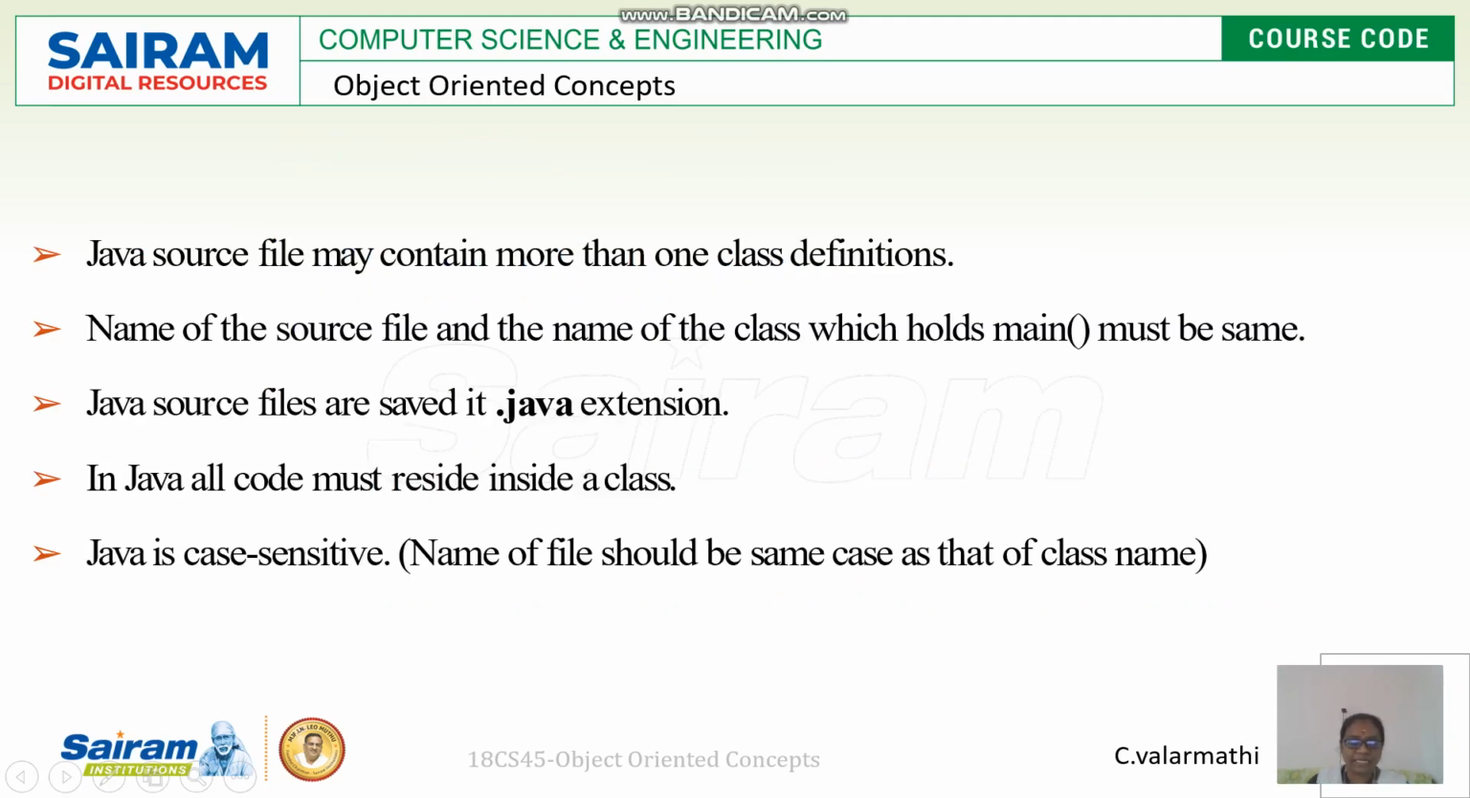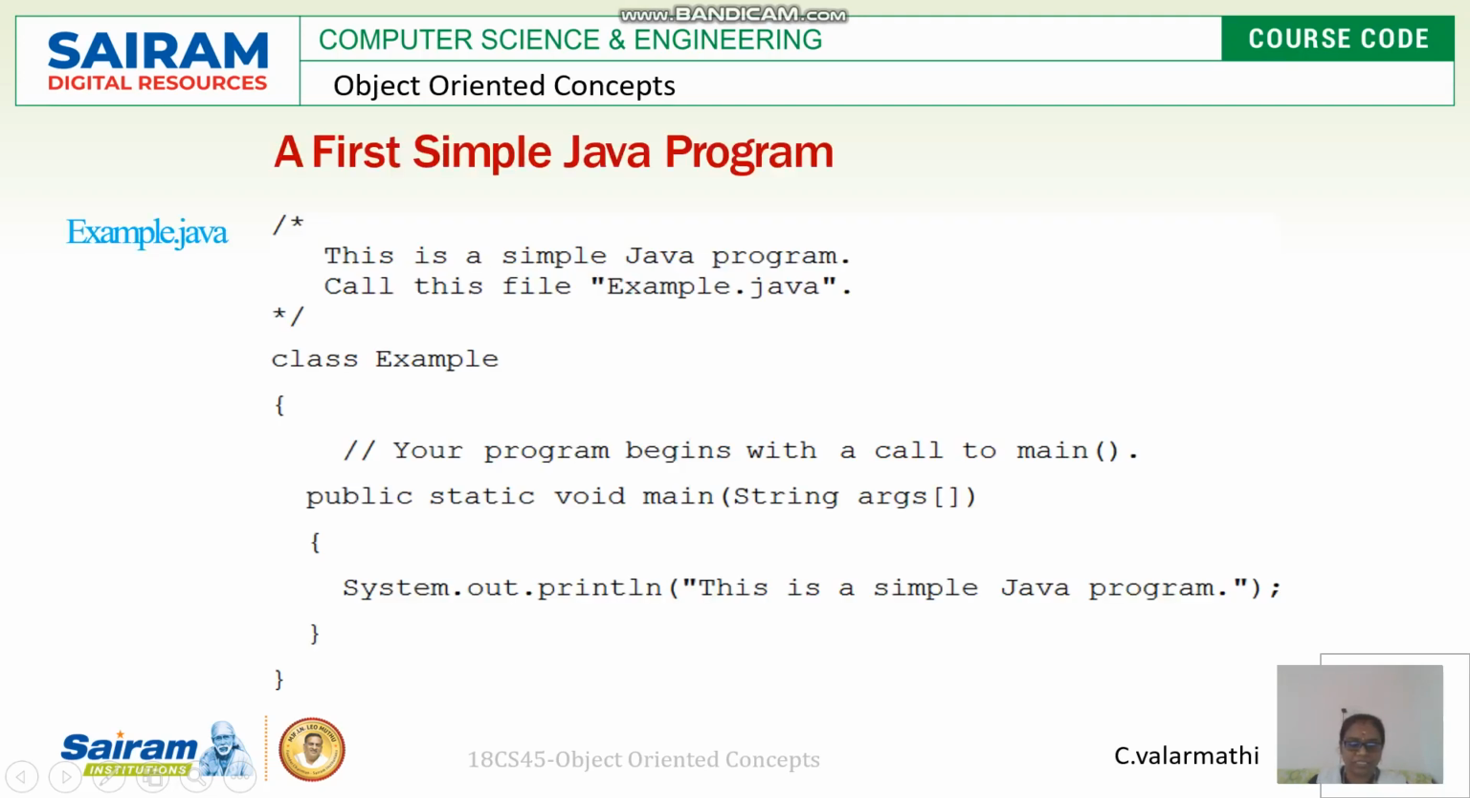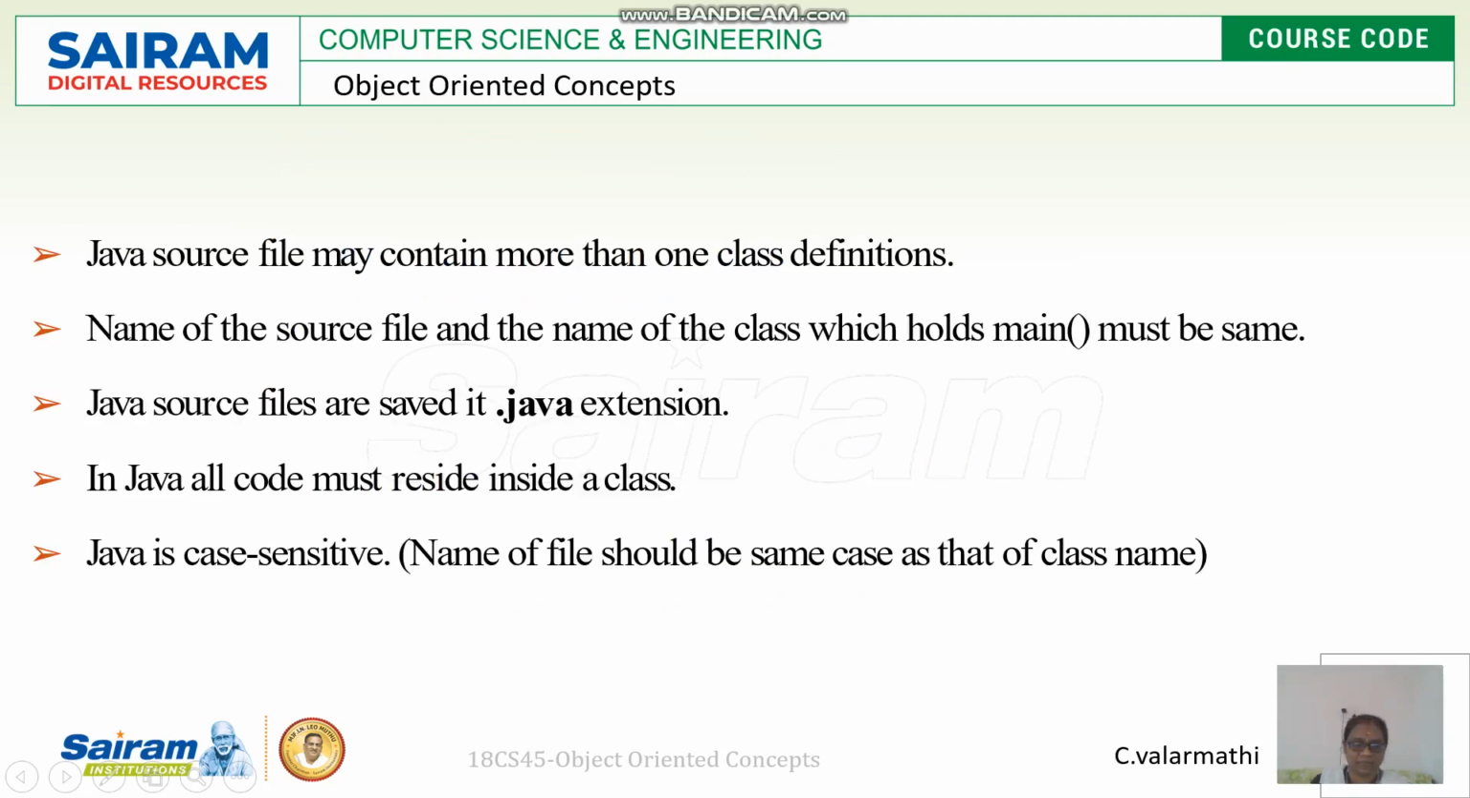Then coming to the theoretical part, Java source files are saved with the .java extension. In Java, all code must reside inside a class, and Java is case sensitive. The name of the source file and the name of the class which holds main must be the same, right? Here main is specified in the class Example, so the source file should be Example.java, and in that source file only the main concept should be implemented.